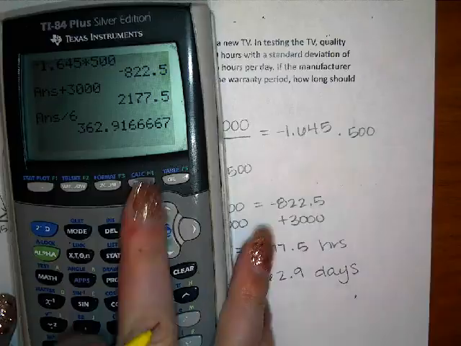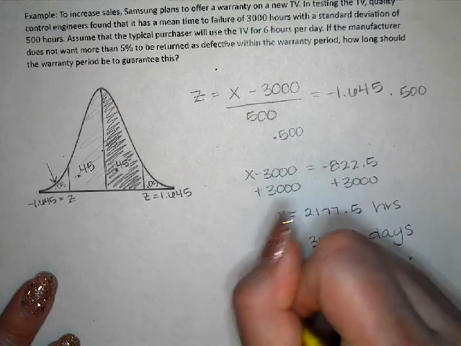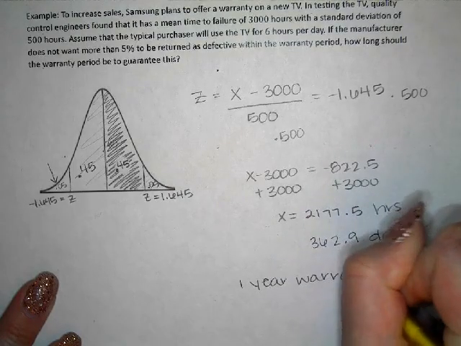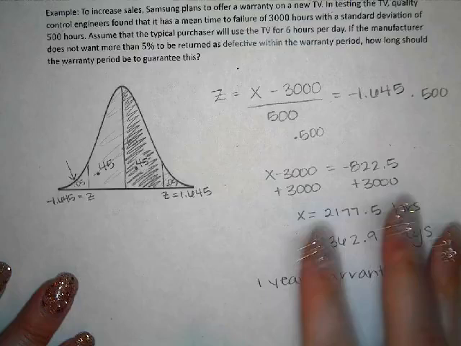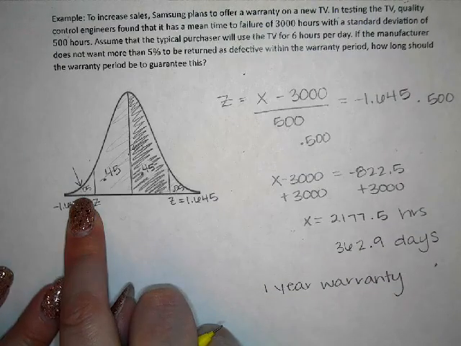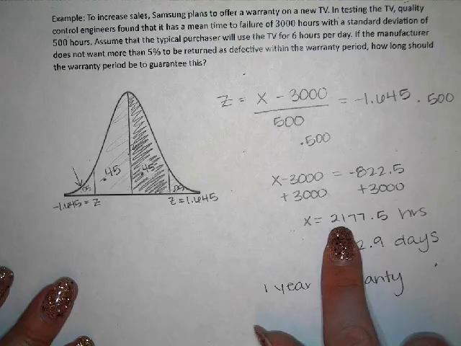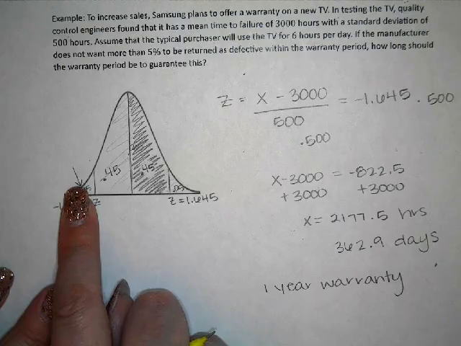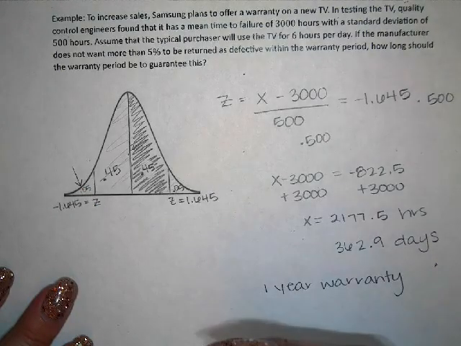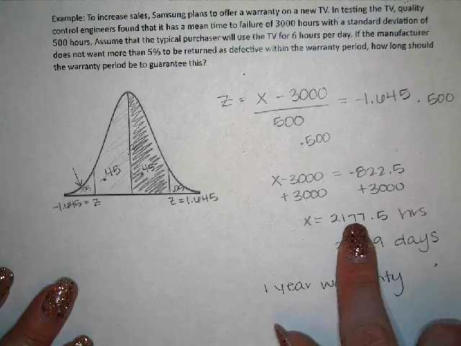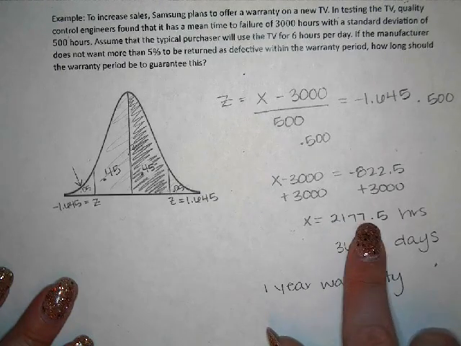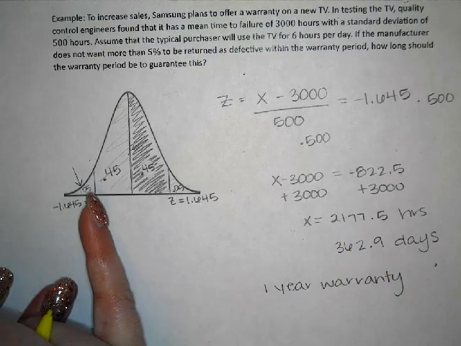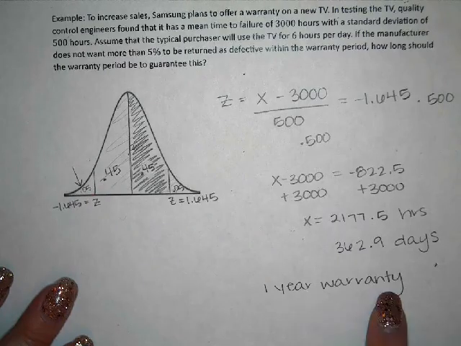If you have a 1-year warranty, then people whose TVs stop working after 2,177 hours, that's going to be the bottom 5%. They're going to say my TV is defective. They're going to ask for a new one. But anyone whose television stops working after 2,200 hours, 2,300 hours, 2,400 hours, those TVs should stop working after the 1-year warranty. And so they'd come in, they'd say, hey, my TV's defective, it's not working. And you'd say, sorry, it's been a year. We don't have to pay to replace it. You have to buy a new TV.